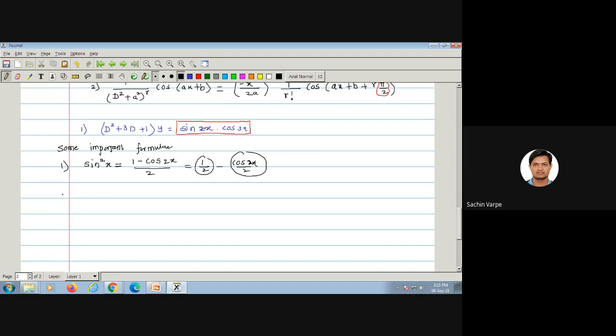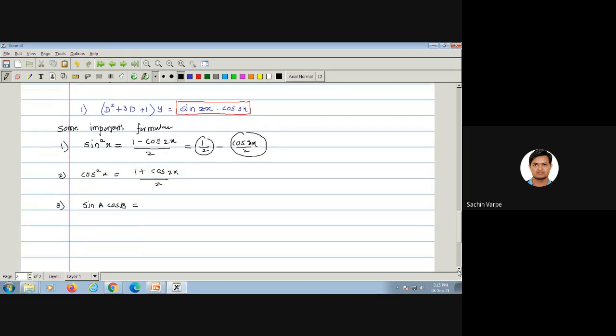Similarly, we can have the formula for cos square also. What is the formula for cos square? Cos square x equals 1 plus cos 2x upon 2. Right, very good. Similarly, if I have the product of two trigonometric expressions like sine A cos B, then what is the formula?